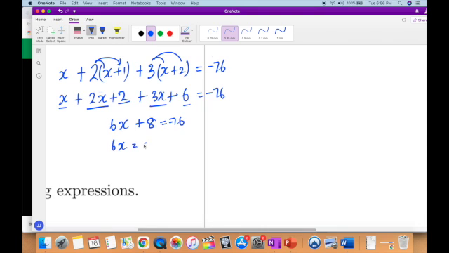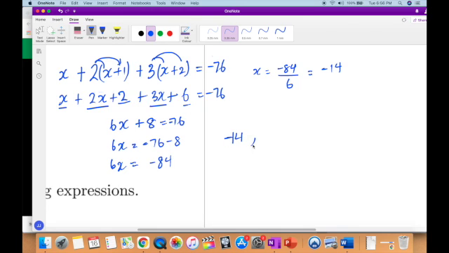6x is equal to negative 76 minus 8. I throw the 8 across. So 6x is equal to negative 84. x is now negative 84 divided by 6, which is negative 14. So we know the first number is negative 14.